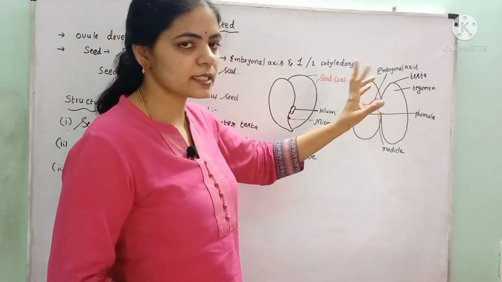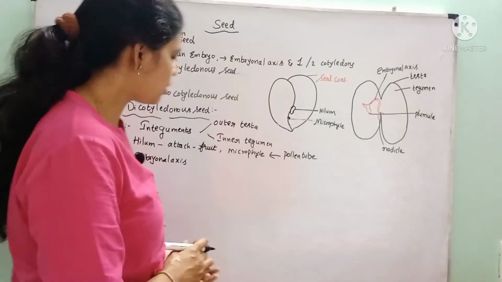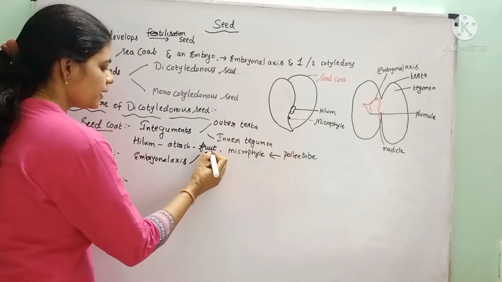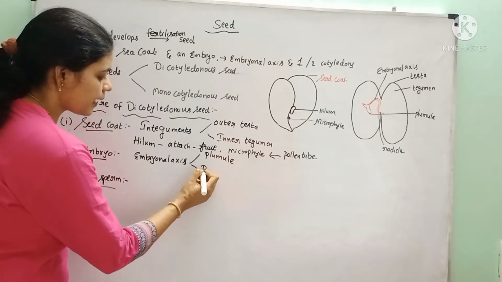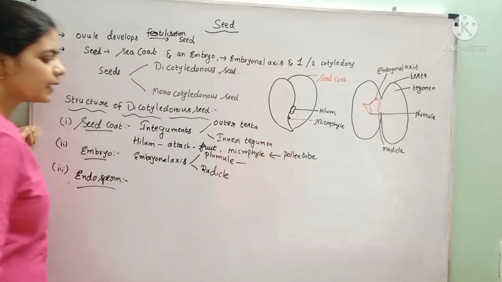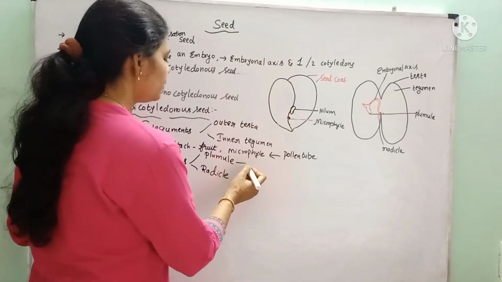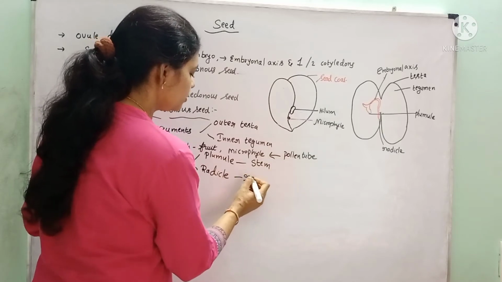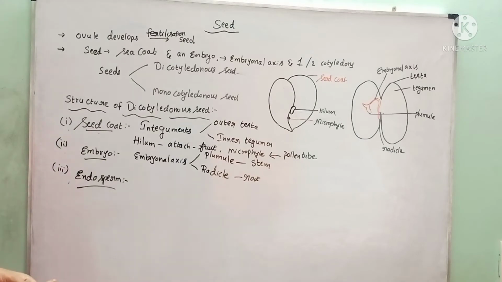And this embryonal axis consists of two ends. One end is called the plumule and the other end is called the radicle. So what are the two ends present in the embryonal axis? One end is the plumule and the other end is the radicle. After germination of the seed, the plumule develops into the stem and the radicle develops into the root. So this is about the embryo.